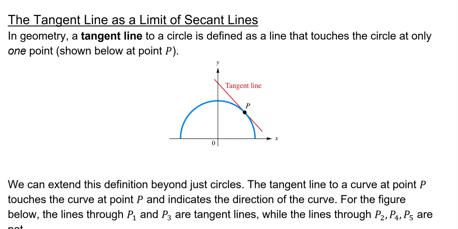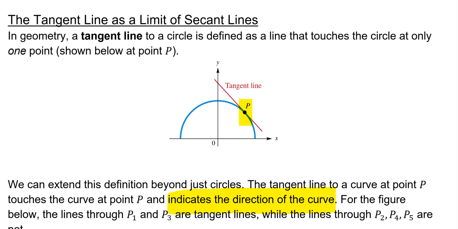We'll first talk about what a tangent line is, and then we'll talk about the tangent line as a limit of secant lines. Starting off with what a tangent line is, you might have remembered this from a geometry class. A tangent line on a curve is a line that touches the curve at one point. Technically, it could intersect the curve at other points as well, but we're only interested in this one point. It touches the curve at one point, and it indicates the direction of the curve at that point as well.